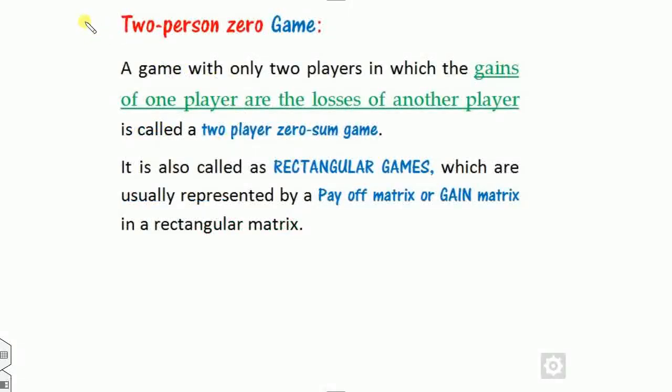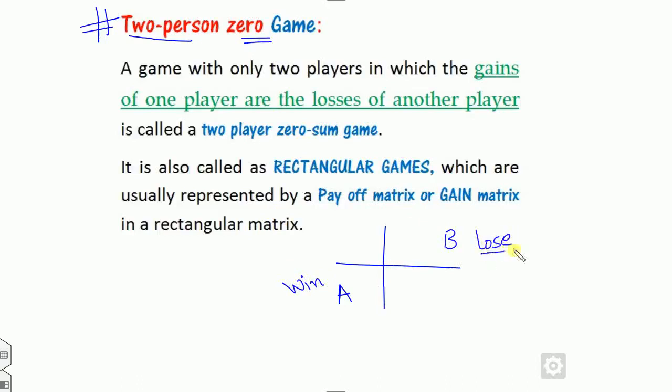Now in this presentation, we are talking about the two-person zero sum game. There are two persons playing the game. Zero sum means that if A wins, then B loses. Only this option is covered in this presentation. So a game with only two players, in which the gain of one player is the loss of the second player, is called a zero sum game. It is also called a rectangular game.